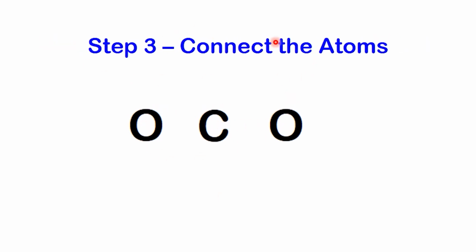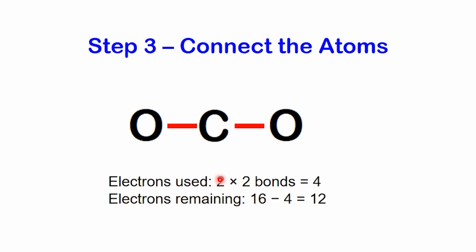Step 3. Let's connect the atoms. We'll draw a single bond between the carbon and each oxygen. Each bond represents 2 electrons. Since we've drawn 2 bonds, we've used 4 electrons, leaving us with 12 more to place.